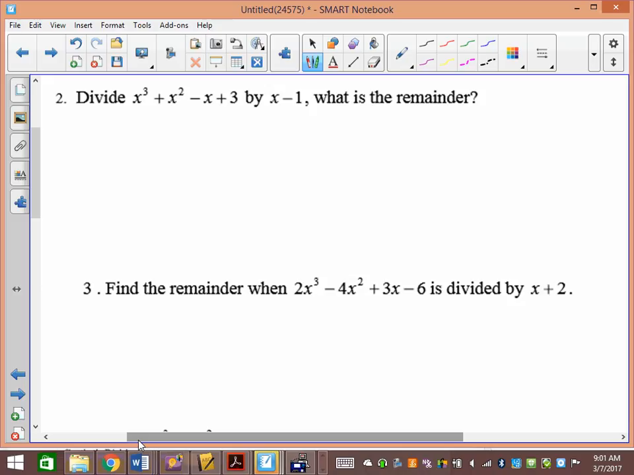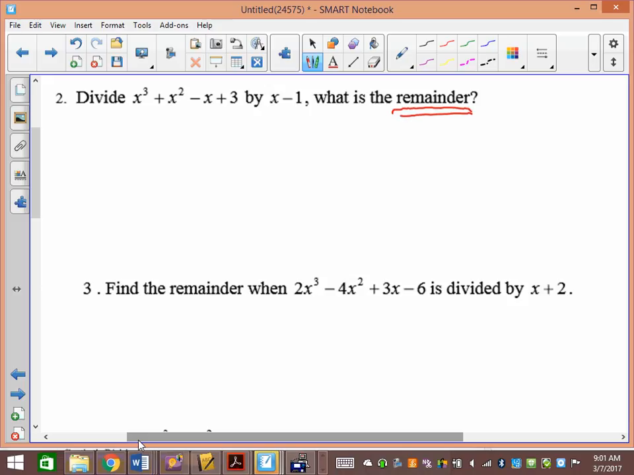So now we're going to do divide x cubed plus x squared minus x plus 3 by x minus 1. What is the remainder? So people see divide and they instantly want to do long division or synthetic division. Well, you don't know how to do synthetic division, so you're not pulled to that. And if you see divide, you'd be like, oh, you told me I didn't have to do long division. Now I have to do it. But all I'm asking for is what? Remainder. So what can I use? Remainder theorem. Okay?